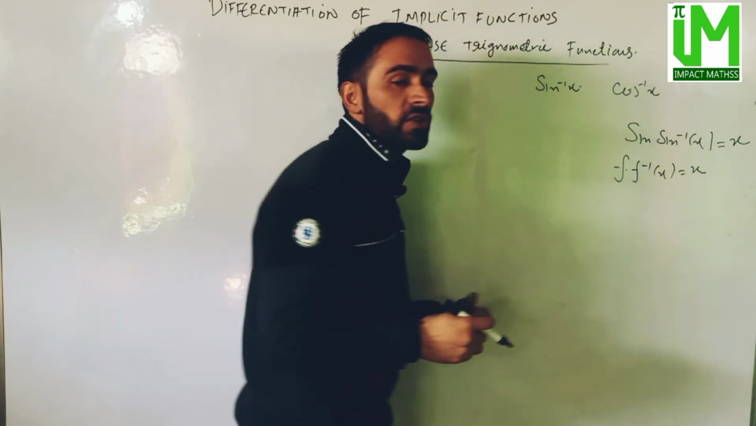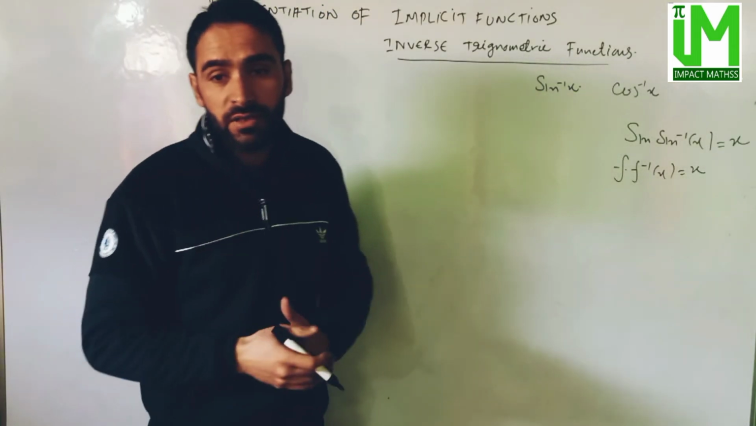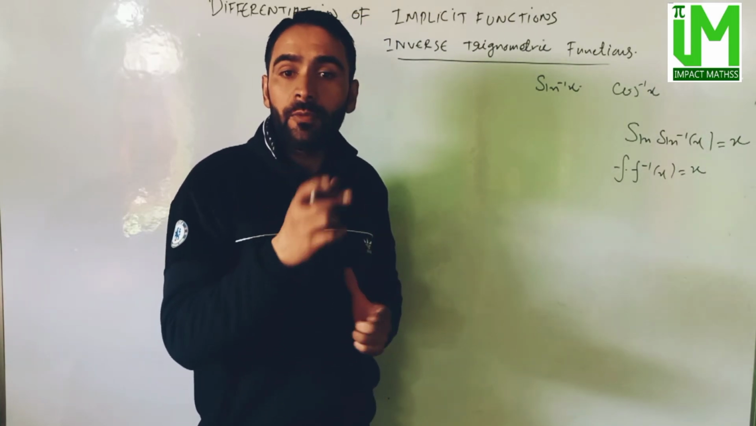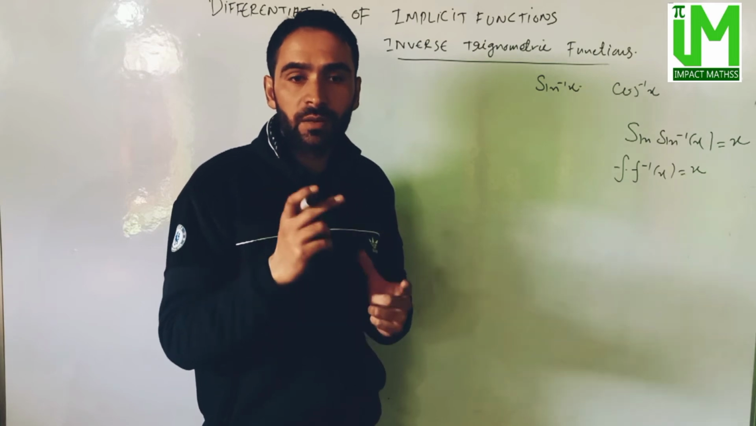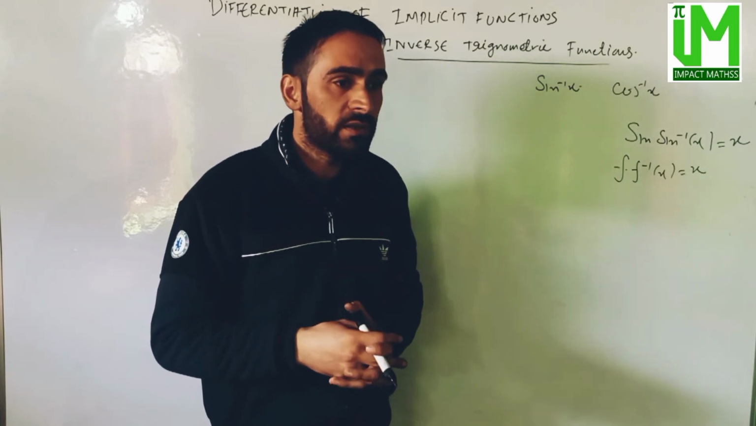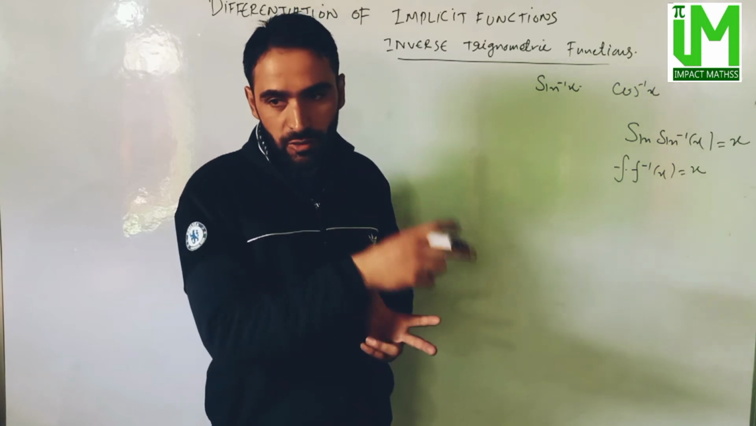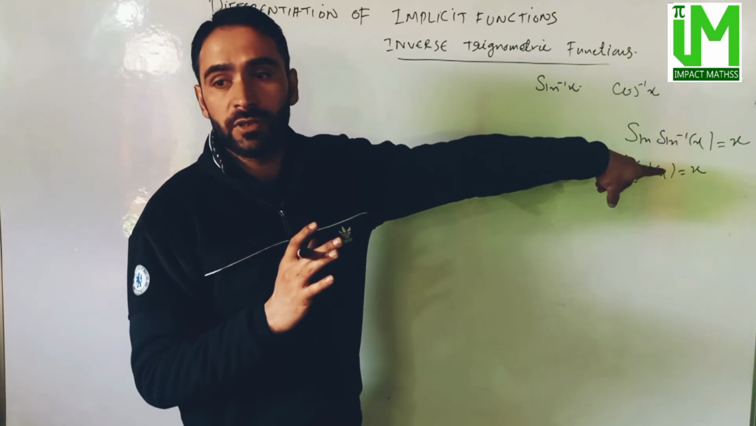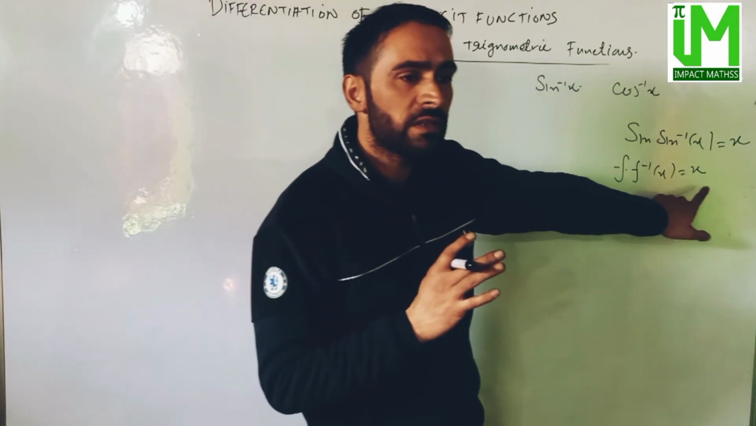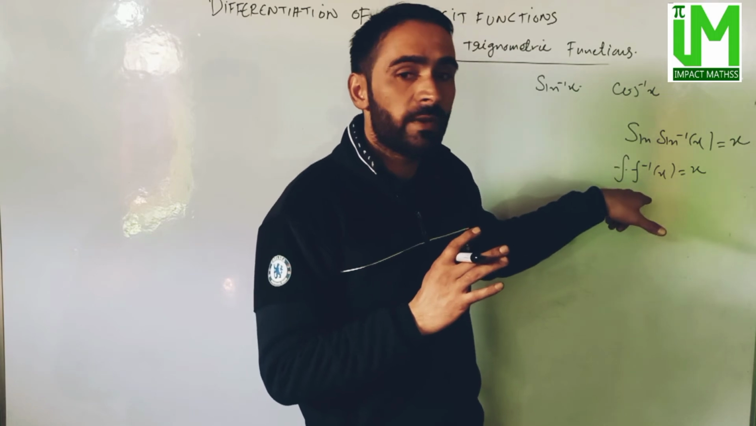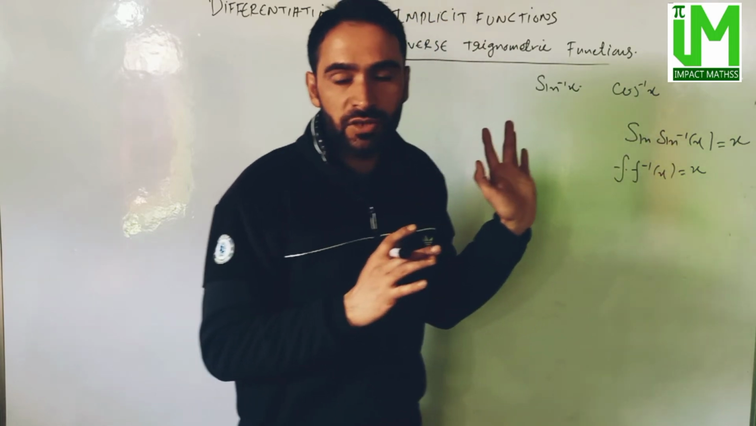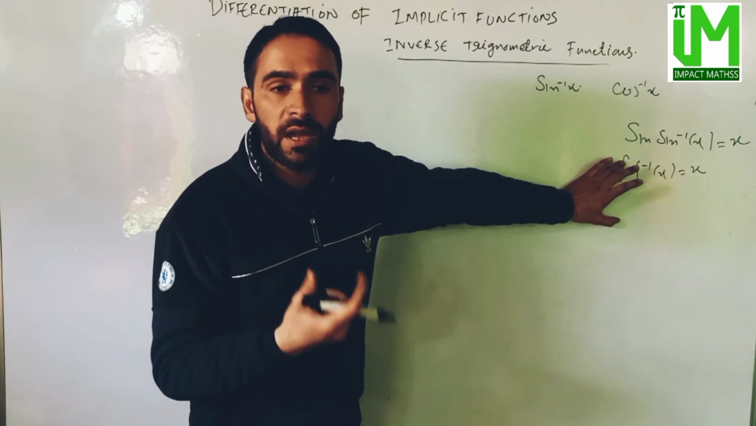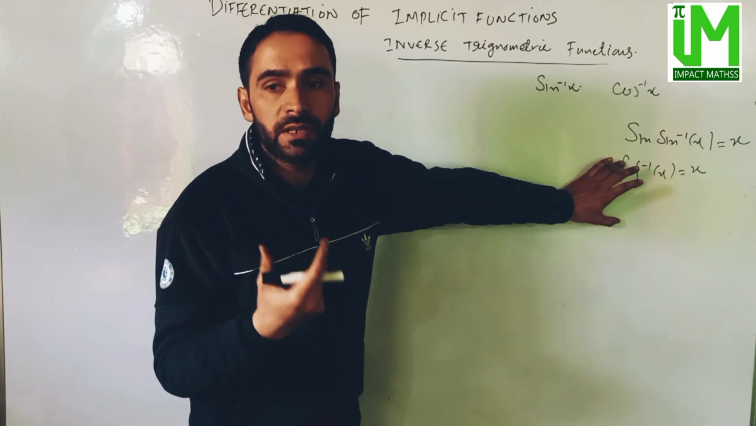The composition of a function with its inverse gives the identity map, whether we pre-operate or post-operate. In terms of a product we write f of f inverse x, and f inverse of f of x. So that's how we deal with a function and its inverse. So f of f inverse x is equal to x.